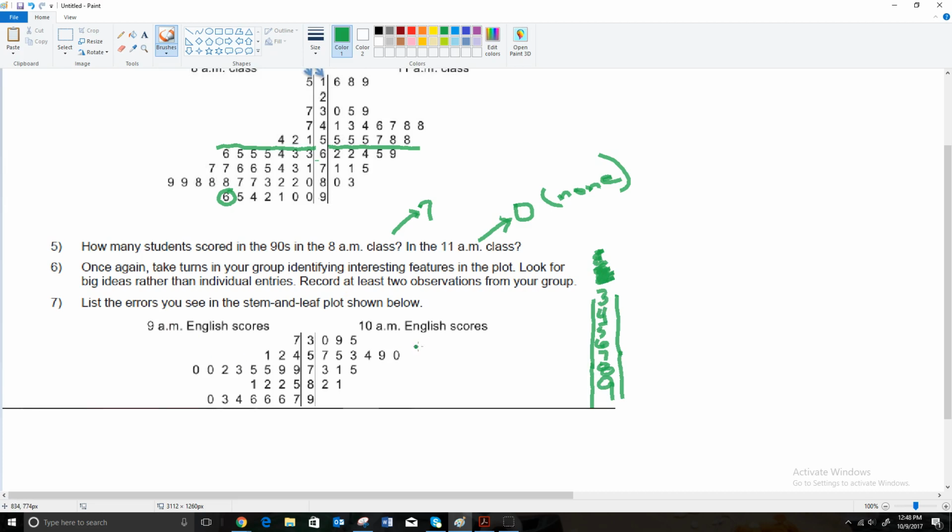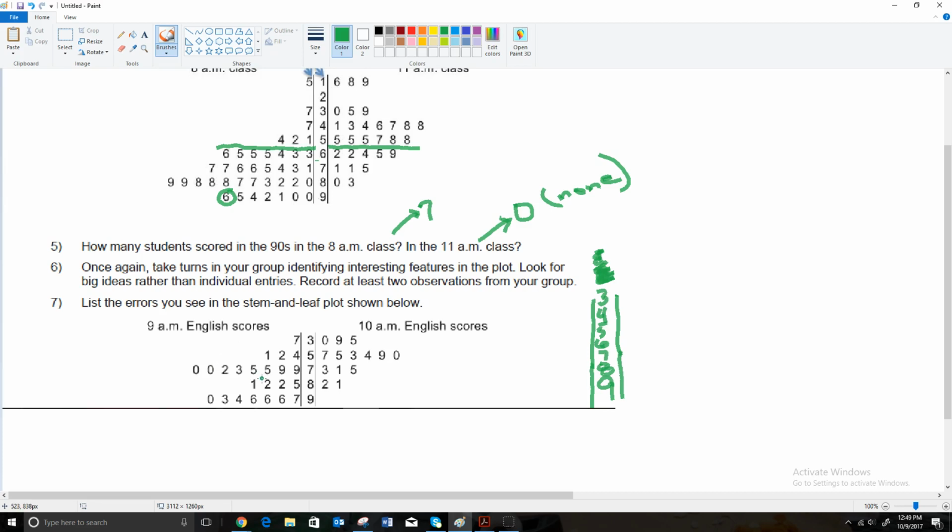Also, some things that they did that are incorrect. This would be what's called an unordered stem and leaf plot, and typically we like to have an ordered stem and leaf plot. So you notice here they have 30 and then 39 and then 35. Typically we like to have them ordered, so the 5 should go first and then the 9. Same thing here. They've got 57 before 55. So we'd like these smaller values in towards the stem.